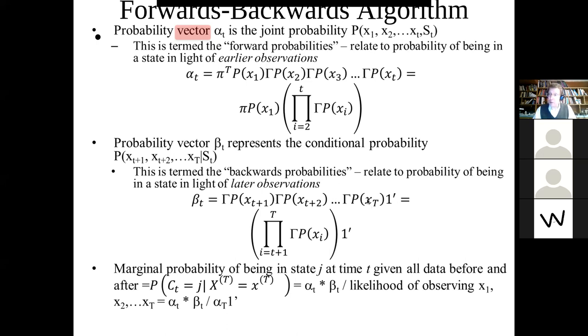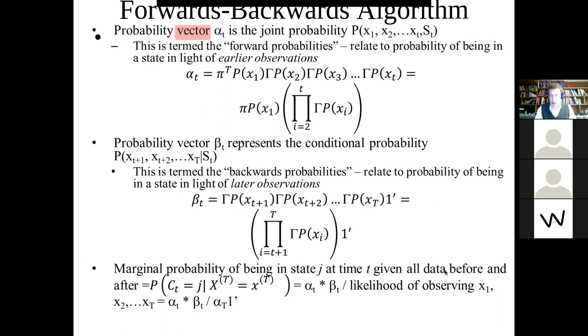So here we have the final observation. We have the transition that led to that. We have successively earlier observations all the way back to, but not including, t. And these are called backwards probabilities. Now that may sound confusing, but basically it's the probability of being in a certain state in light of later observations. And it turns out that if we have alpha and beta, generally if we have beta, we're gonna have alpha also. We're gonna have observations before this time and observations after that time.